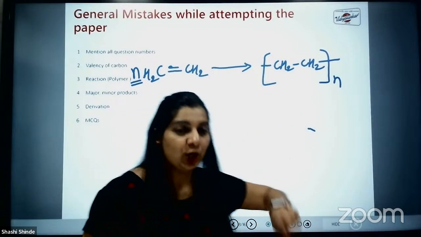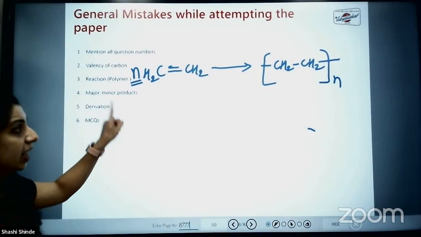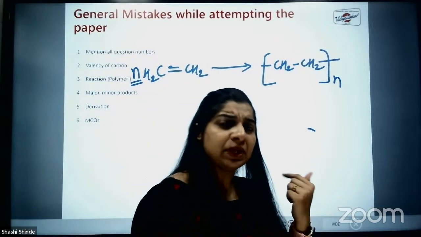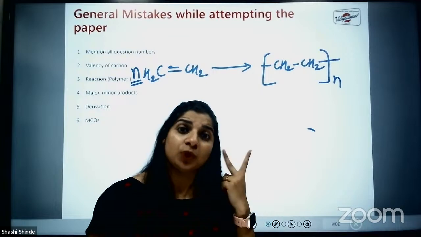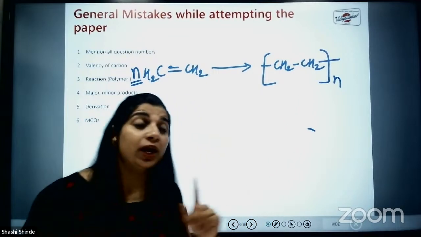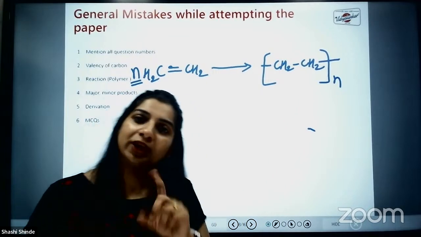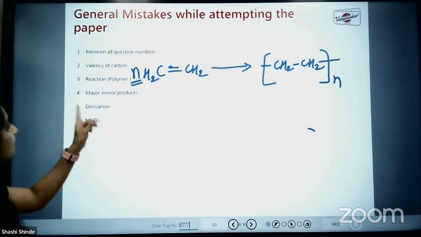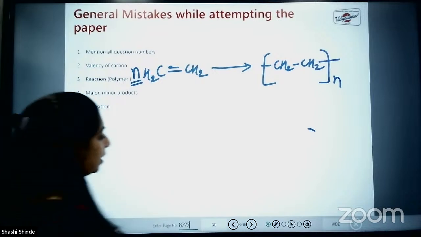Sometimes reactions of polymers are asked for 2 marks. If you forget to write only n, out of 2 you will get 0. If you forget to write n. So n must be written in the reaction.